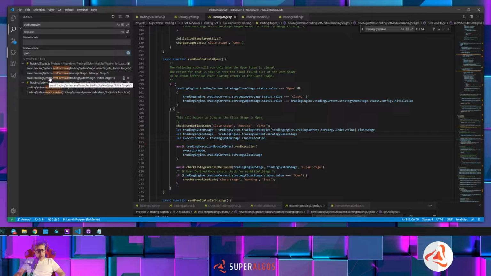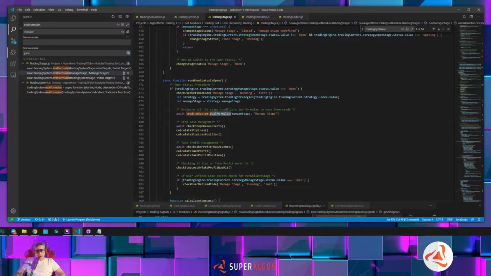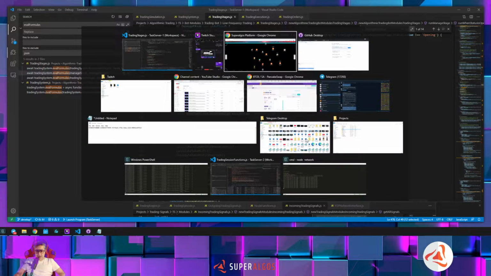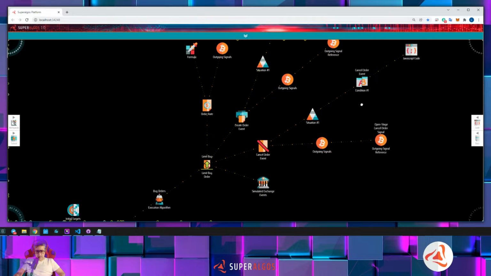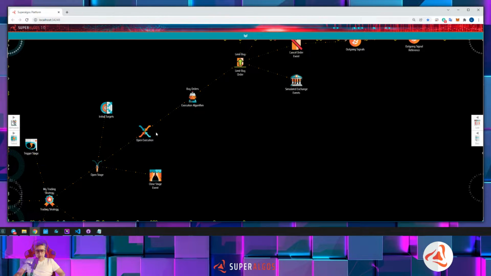And we have one surviving here at the manage stage. So we have an eval formulas for the whole manage stage. That doesn't look good at all. Let's check out what the manage stage means or is doing.